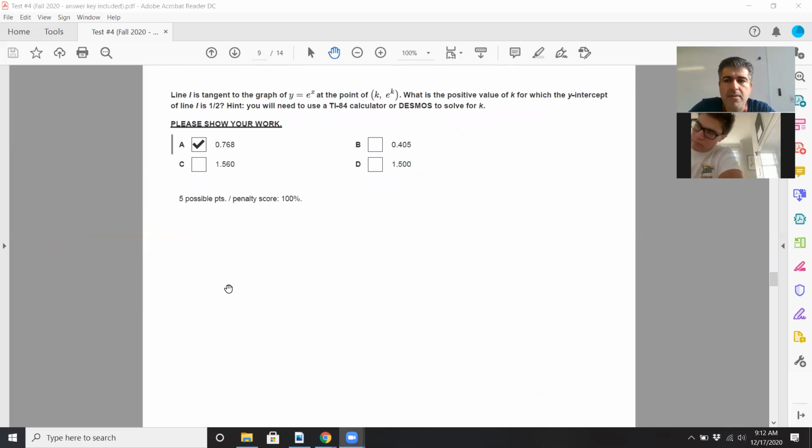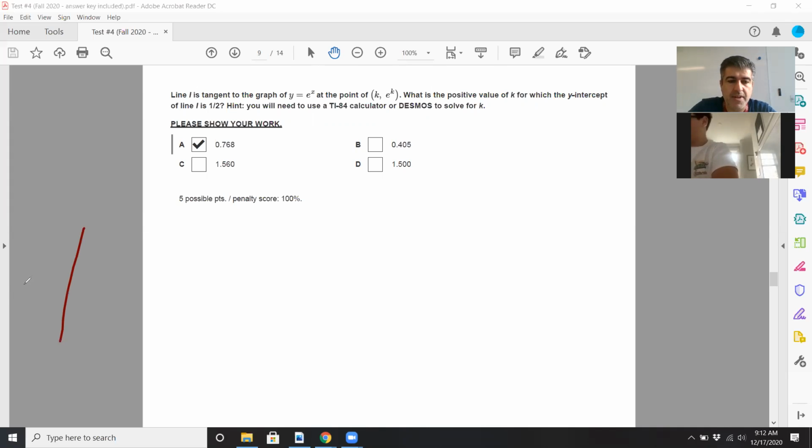This one was okay. Some of you guys had some trouble with this one. I actually did a practice question like this for our test on Tuesday. So you have a line tangent to this equation, and you want to find what k equals. K is going to be the x coordinate of the point of tangency.